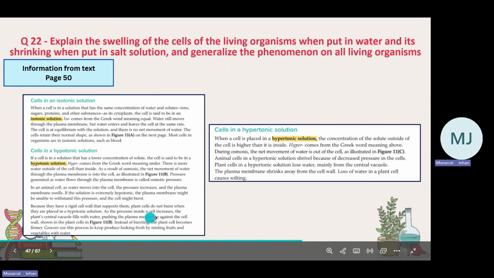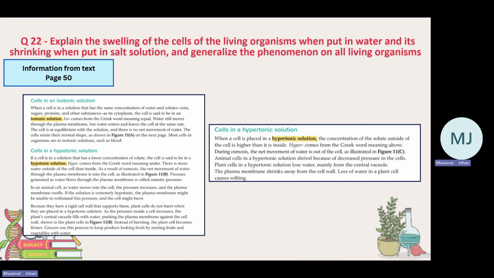But as the pressure inside the cell increases, the plant's central vacuole fills with water, pushing the plasma membrane against the cell wall. So it will push against the cell wall, but it will not burst because the cell wall is quite rigid.